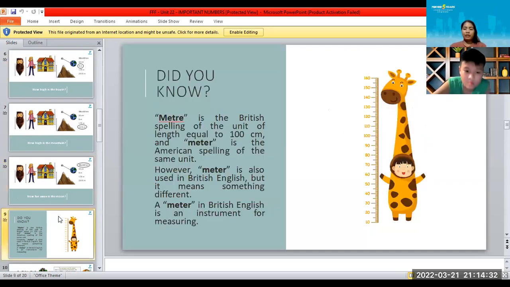Okay, we have the meter. Do you know how to use the meter?